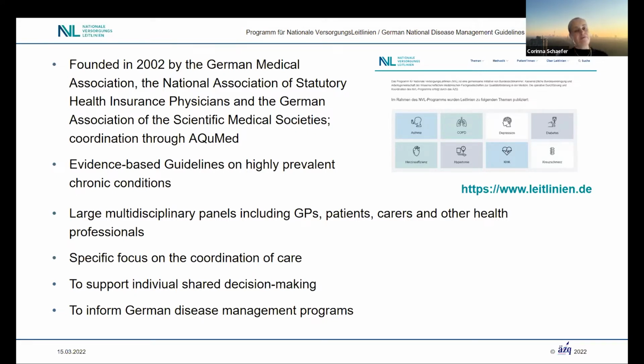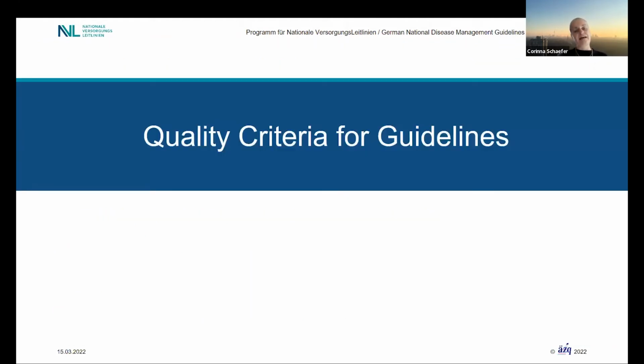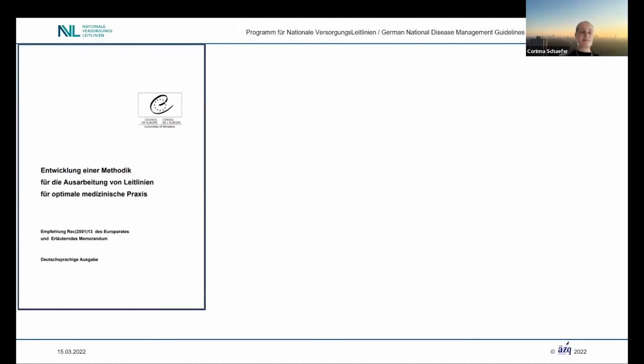And of course, I think that the guidelines we produce are pretty nice. However, how do I know that? And so let me talk a little bit about quality criteria for guidelines. As early as in 2001, the European Council has had the first idea on how to produce guidelines. So it kind of provided a guideline for guidelines as early as 20 years ago.